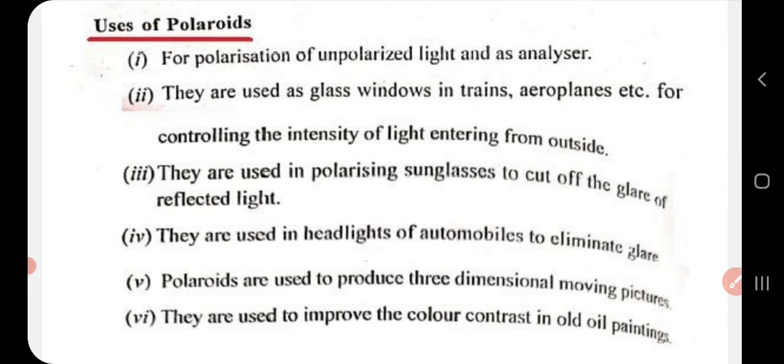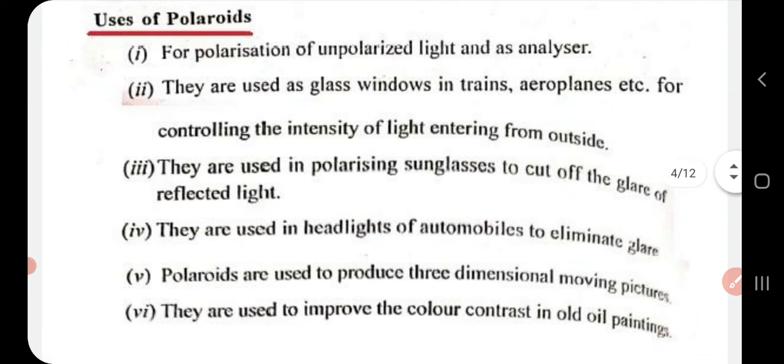They are used for polarization of unpolarized light, and they are also used as analyzers. They are used as glass windows in trains and aeroplanes, just for controlling the intensity of light entering from outside. Then they are used in polarizing sunglasses to cut off the glare of reflected light. Used in headlights of automobiles to eliminate glare. Polaroids are also used to produce three-dimensional moving pictures. They are also used to improve the color contrast in old oil paintings.